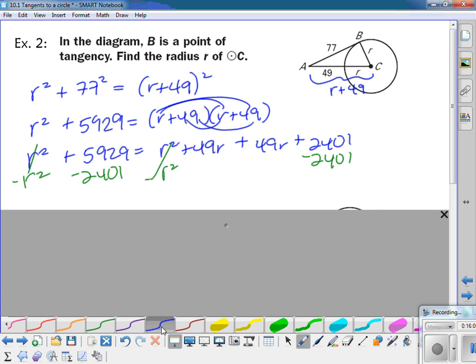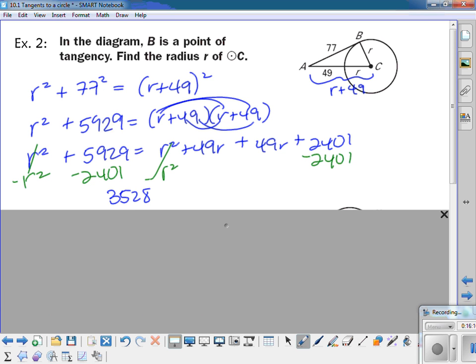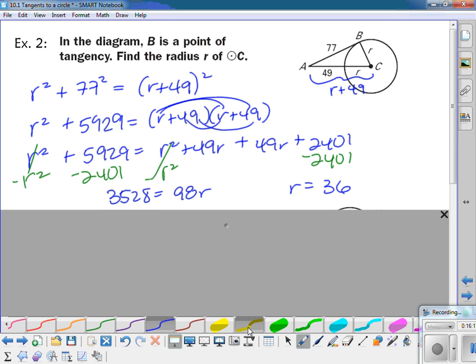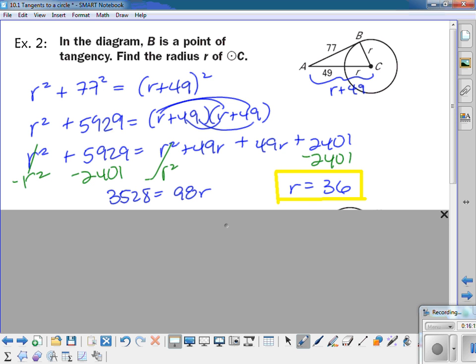And you end up getting that 3528 is equal to 98r. And so when you divide, you get r is equal to 36. So you're going to have to remember how to square your binomials when you guys do your homework, okay?